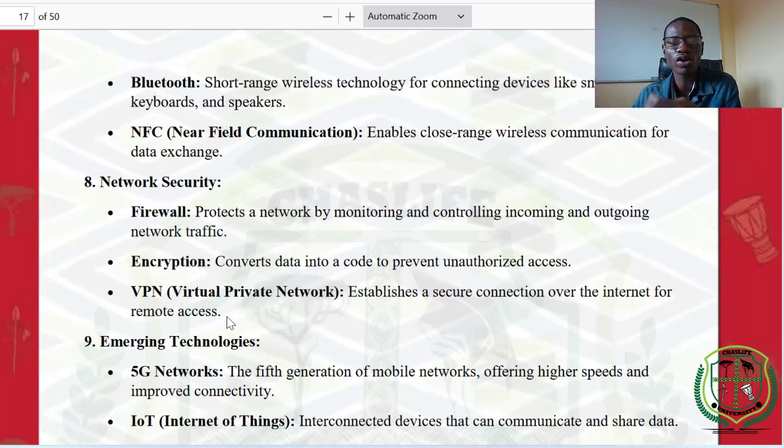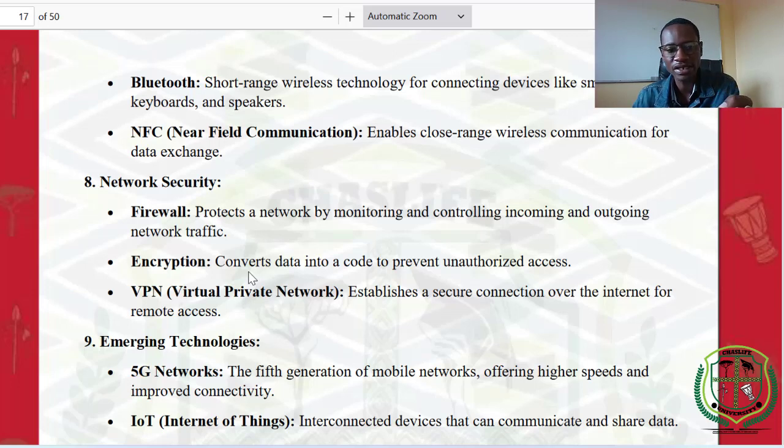Then there's what we call encryption. Encryption converts data into code to prevent unauthorized access. So it's one of the computer security measures. Under computer security, we've got firewall, encryption, and VPN.